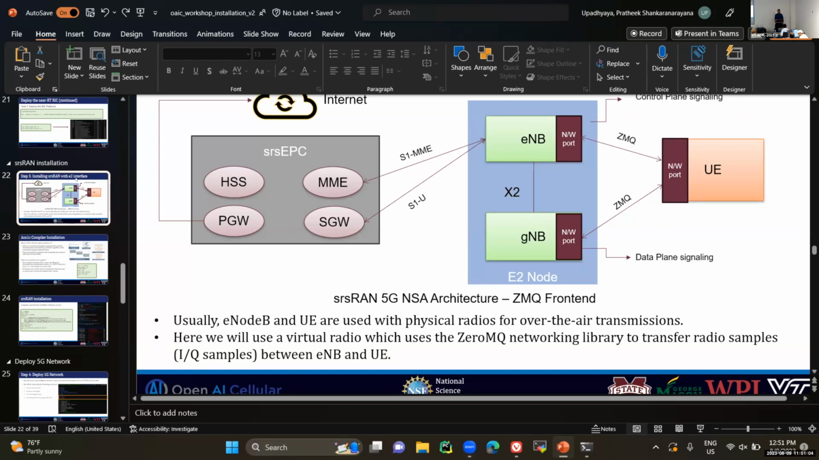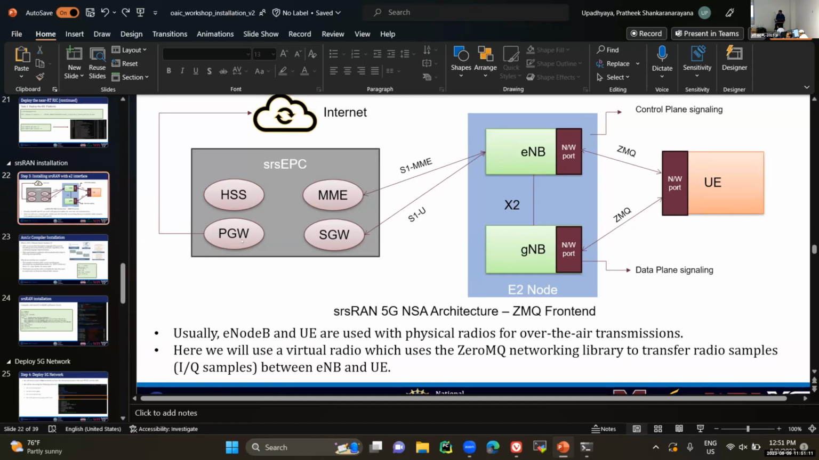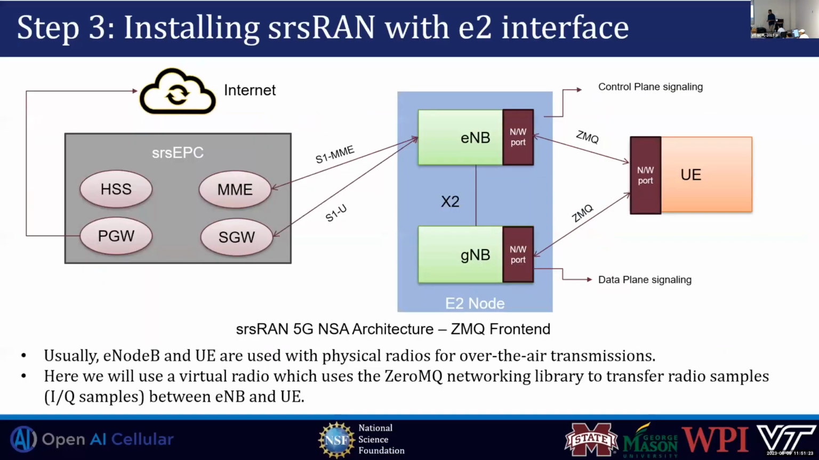While that is running, I'll give you an overview of the SRS RAN software. Basically, the SRS RAN software consists of the EPC, which is named SRS EPC, the ENB, and the UE. So we are considering the 5G NSA system.